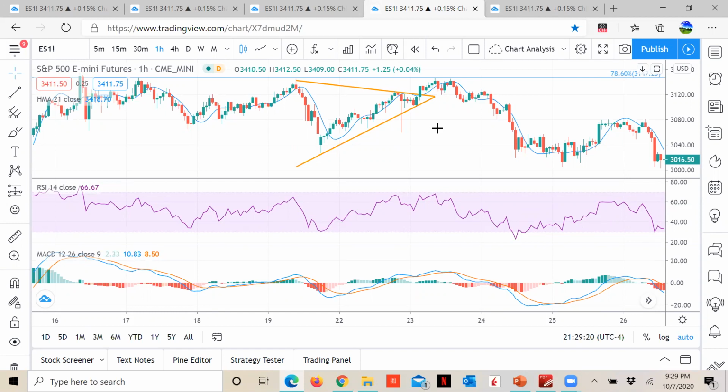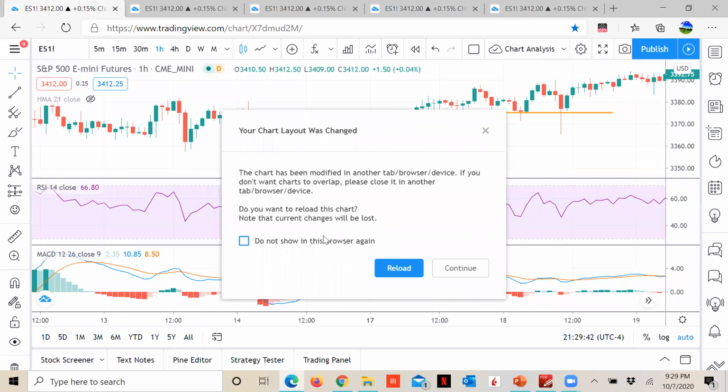Technical analysis is patterns, indicators. Just looking at it, you can tell where the market is heading. You can tell the trend. So the more we practice, the better it is.